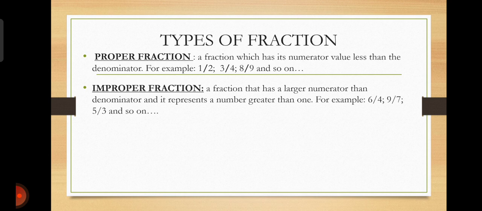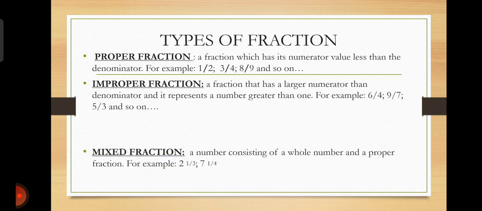Next is the improper fraction. A fraction that has a larger numerator than the denominator, and it represents a number greater than 1. Examples are 6 by 4, 9 by 7, 5 by 3 and so on.